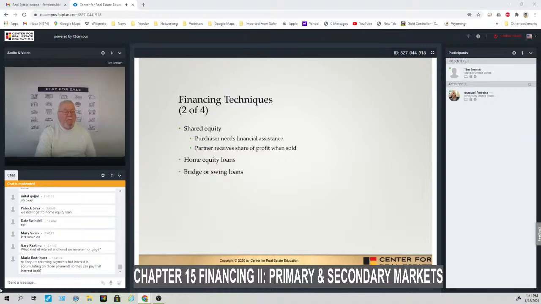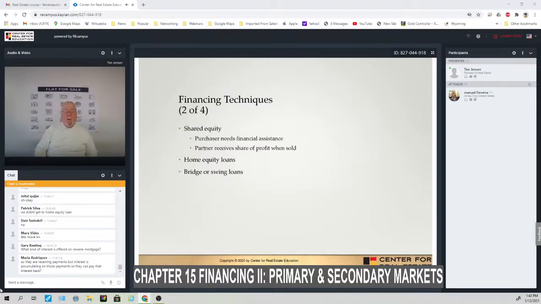Now, before I go to shared equity, someone asked about home equity loans, so let's talk about home equity loans. Home equity loans are based on the equity that a borrower has stored up in their house. However, instead of taking monthly installments like a reverse mortgage, a home equity loan is paid in one lump sum to the borrower, and they are required to start repaying that loan as soon as they receive the check from the bank.